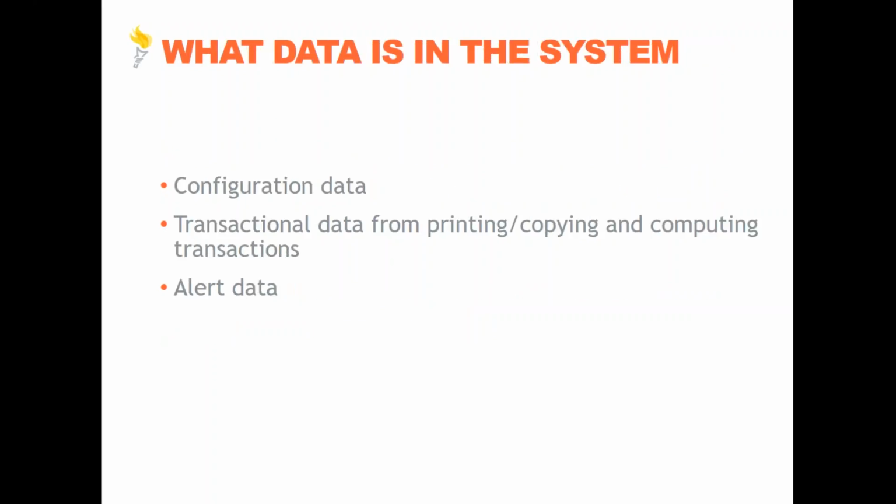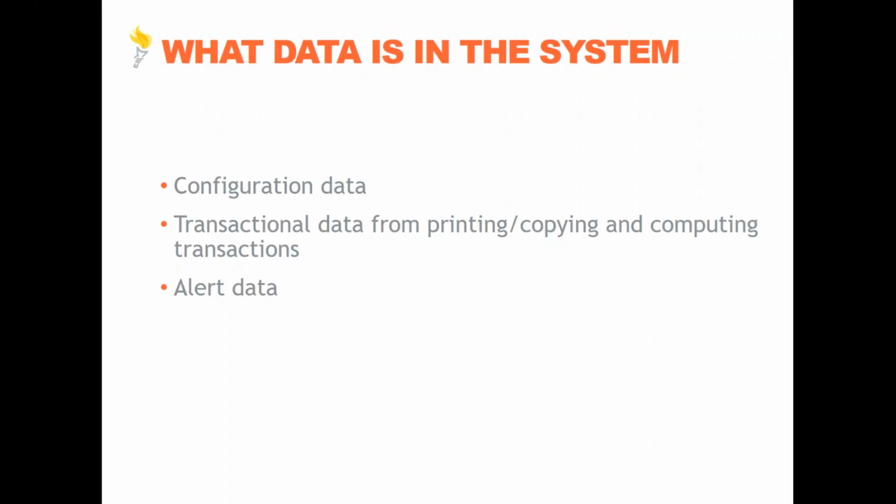What data is in the system? So there's configuration data. The Uniprint database contains tons of configuration data. Transactional data, again, I use that word transactional. Those are transactions. The data can come from printing, copying, and computing. Many of you may or may not know that Pharos also has a sign-up product. It's a PC reservation system. So those computing transactions are still called transactional data. You can charge for computing time as well.